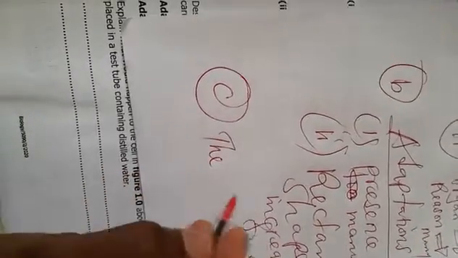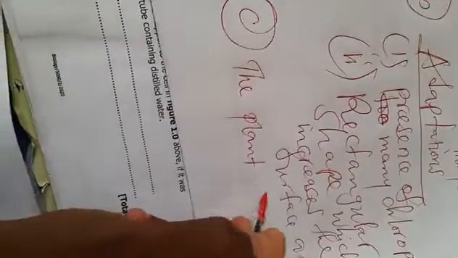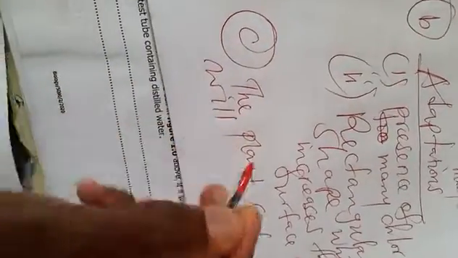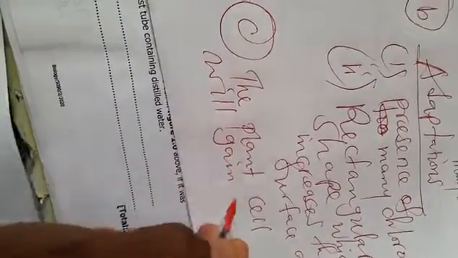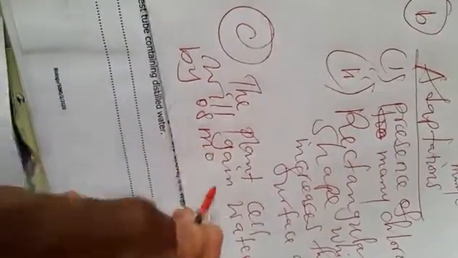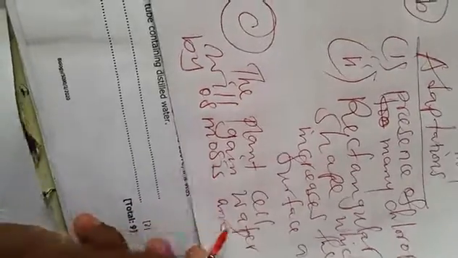What's the other question? Explain what would happen to the cell in figure 1.0 above if it was placed in a test tube containing distilled water. Distilled water falls under pure water. So what will happen is that when you put a plant cell in it, the plant cell should start gaining water. So you say the plant cell will gain water by osmosis, and become turgid.